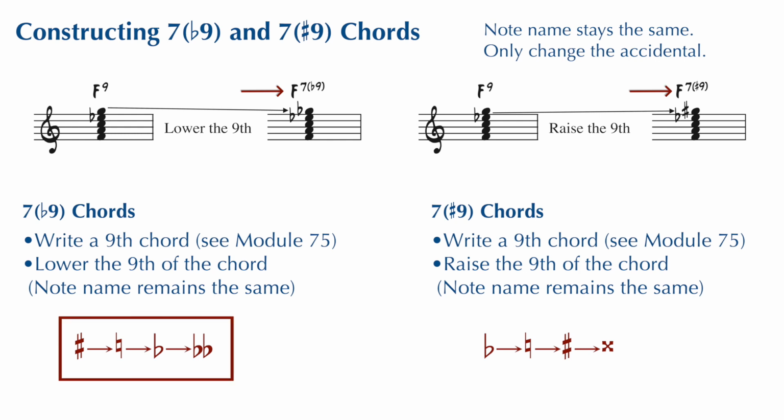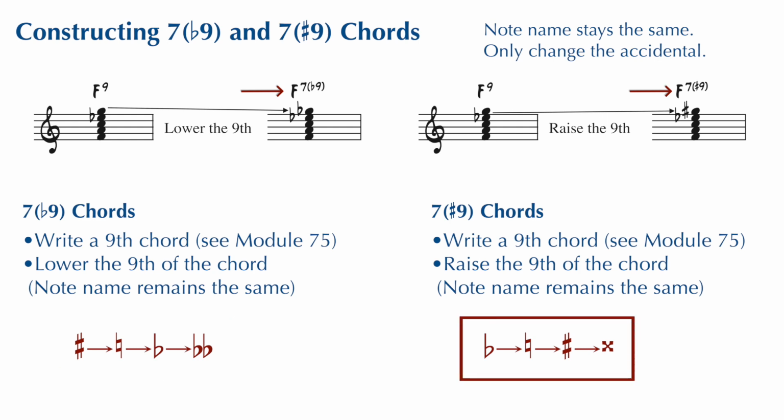So if you're lowering a 9th and it's a sharp note, change it to a natural note. If it's a natural note, change it to a flat note. And if it's already flat, change it to double flat. And if you're raising the 9th and that 9th is a flat note, change it to a natural note. If it's a natural note, change it to a sharp, and if it's already sharp, change it to double sharp.